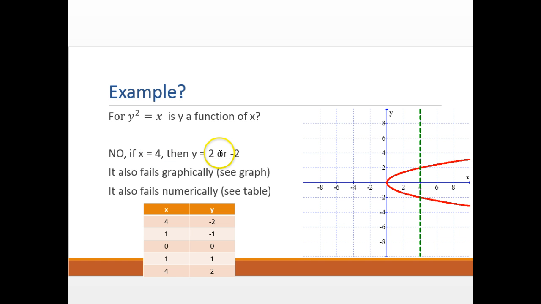It also fails graphically with the vertical line test. Here's a graph of y squared equals x. Notice this vertical line hits the graph at more than one point. It also fails numerically because when we look at the table, I have repeated x values. In other words, the same x values are listed twice, but they have different corresponding y values.